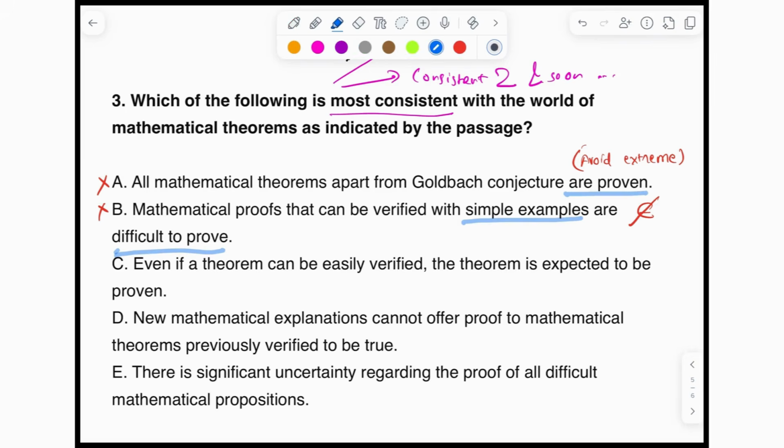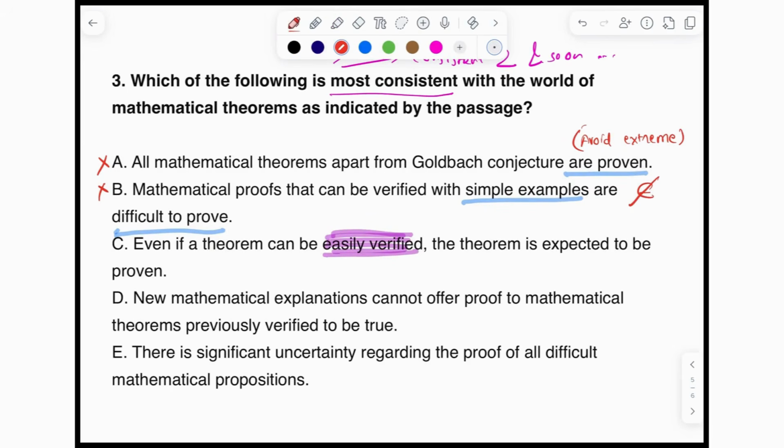Now, coming to the option number 3. Yes, as of now, it looks consistent because, as per the author, irrespective of the level of difficulty to prove any mathematical theorem, the theorem itself has to be proven first. This is what the author also believes.